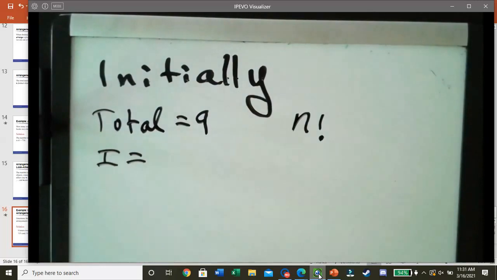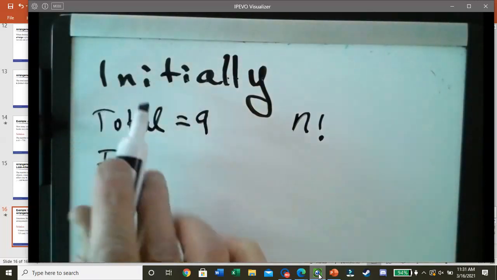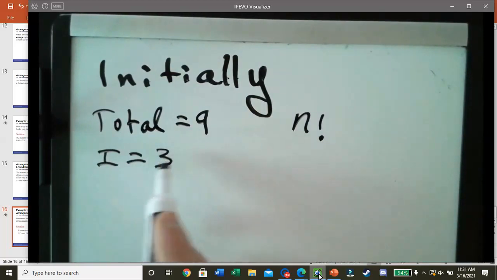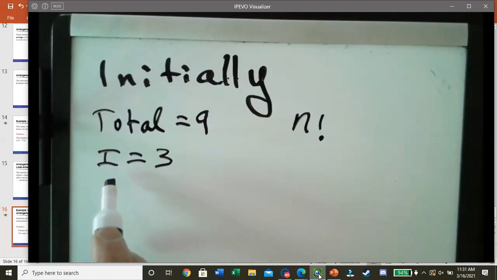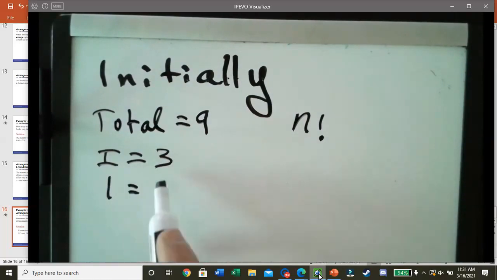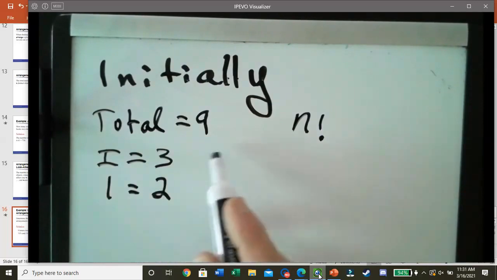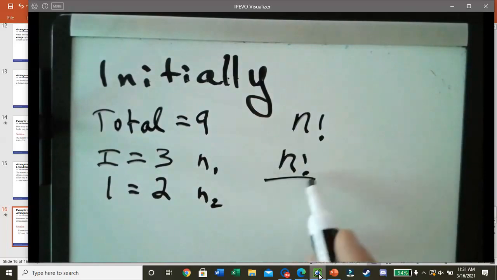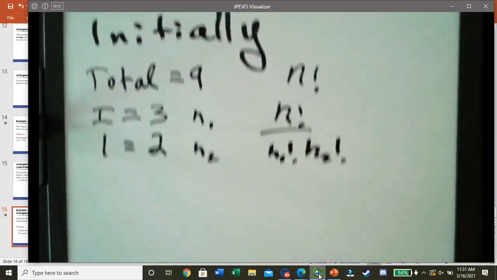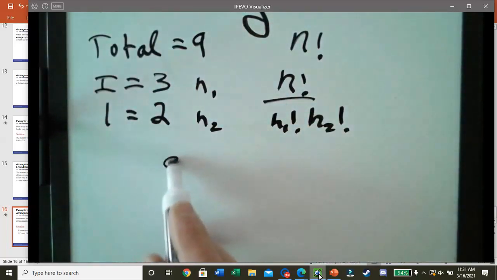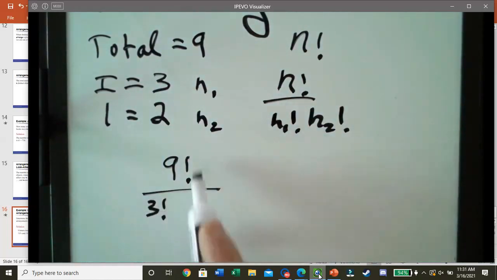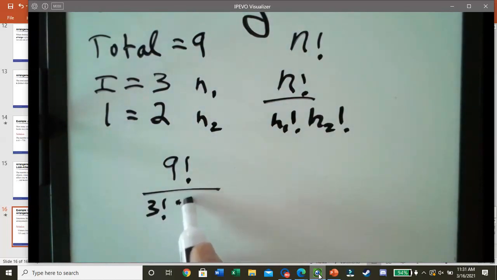How many i's do we have? Upper or lowercase? Yeah, we have 3. And what else repeats? The l's, right? And how many of those do we have? 2. So this would be the n1 and this would be n2. So we're talking about n factorial over n1 factorial times n2 factorial. You take the total, which is 9 factorial, over the number of i's that repeat, 3 factorial, times the number of l's that repeat, 2 factorial.